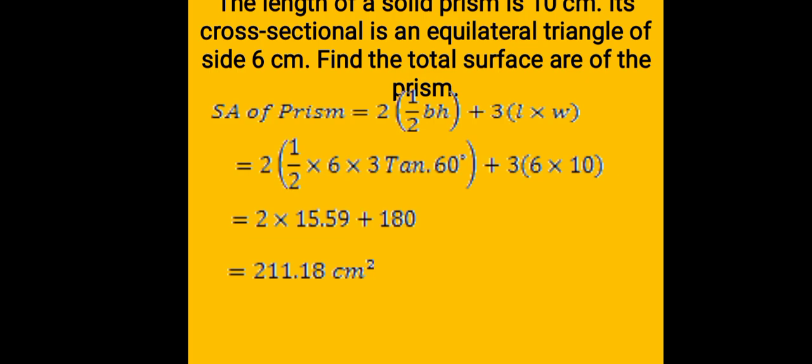So the prism, we have an equilateral triangle on both sides. So there are 2. So we shall have 2 times half base times height, and the other sides that join the triangles, there are just 3 rectangles. So plus 3 length times width. Now we know the base, but the height we can calculate by taking 6 times sin 60. So having all the values, we simplify and get that the surface area of the prism is 211.18 centimeters squared.